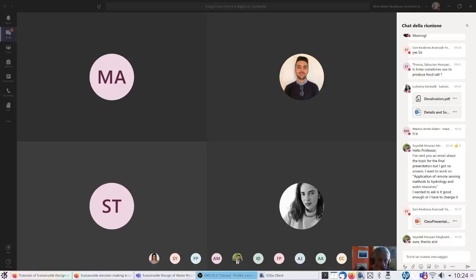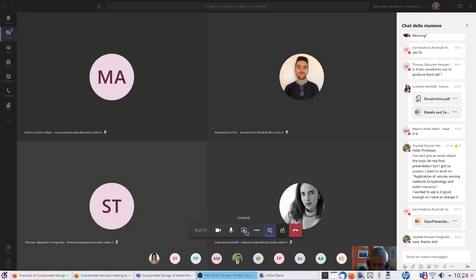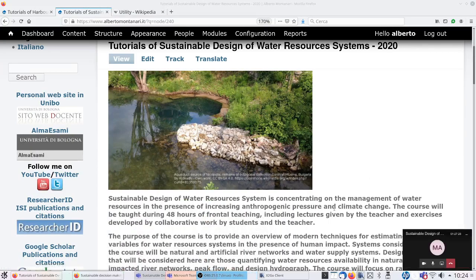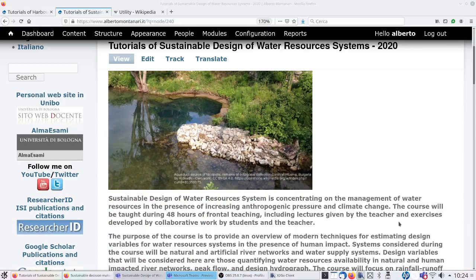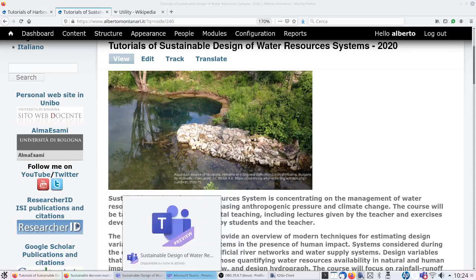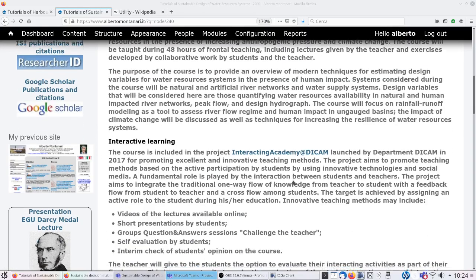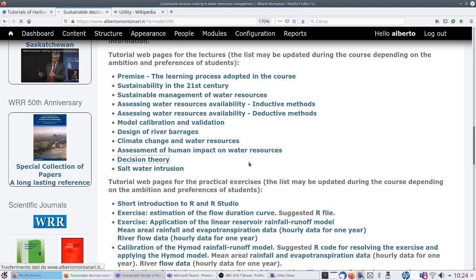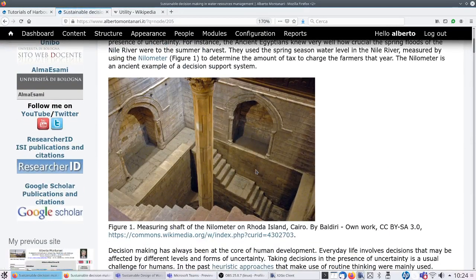And let me go back to decision theory. I need to share my screen. Good. So this is our page, just one second, and I want to put the chat as usual visible, but I think I am okay. Now let's go back to decision theory, our page here. I am clicking on it, and let me go back.